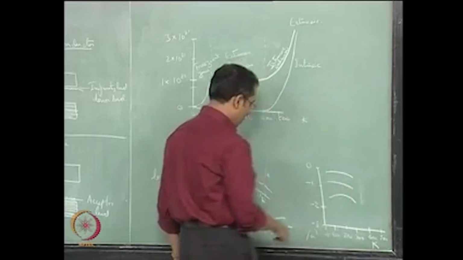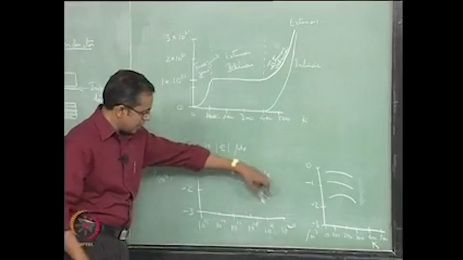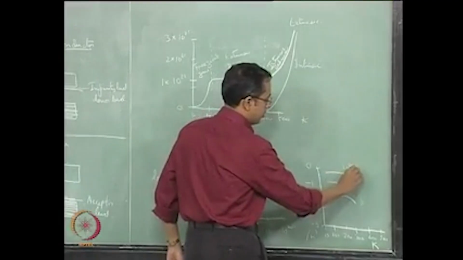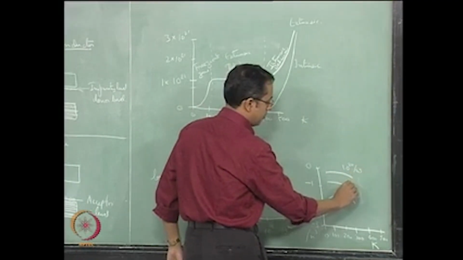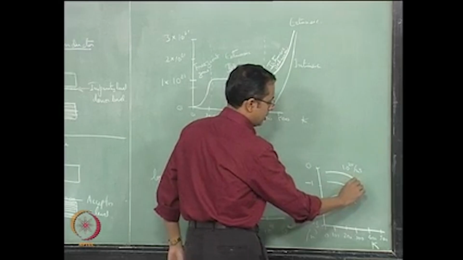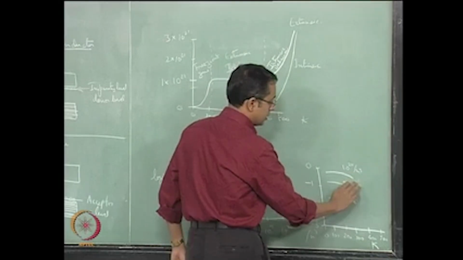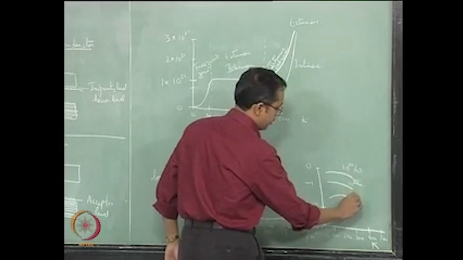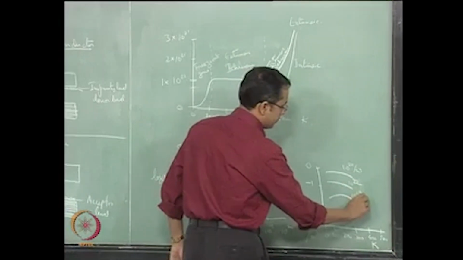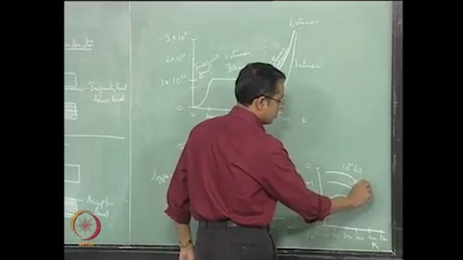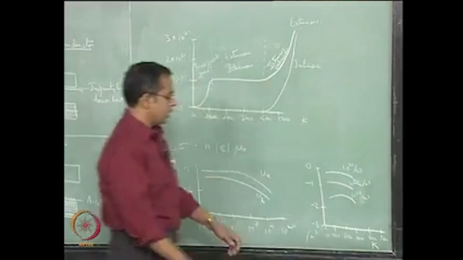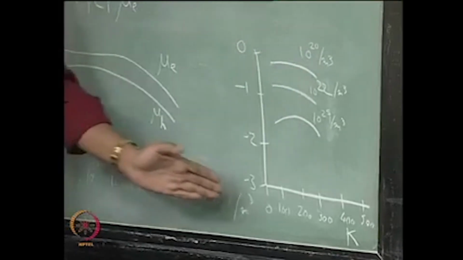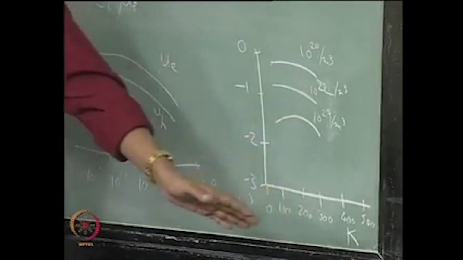So whatever, if you want to look at these values here, let me just say this is 10 power 20 per meter cube and so on, 10 power 19, or this is at higher concentration. So this is 10 power 20, 10 power 22, 10 power 25 per meter cube. So basically as you increase the impurity concentration, the mobility is coming down. As you raise the temperature, mobility is coming down, okay.